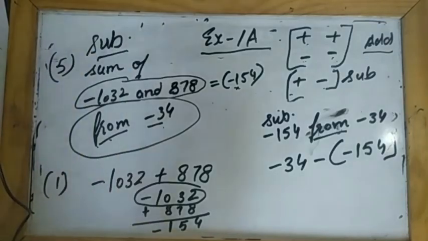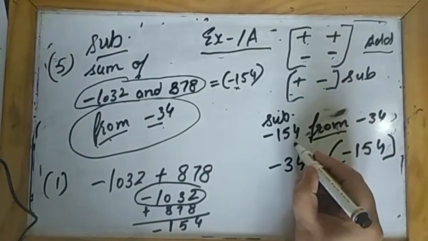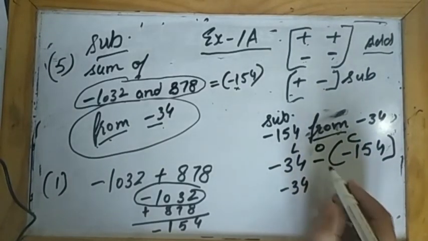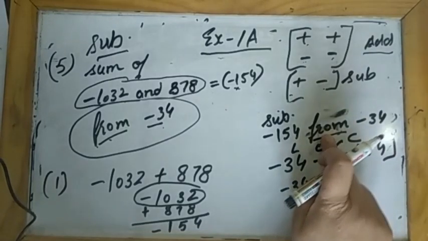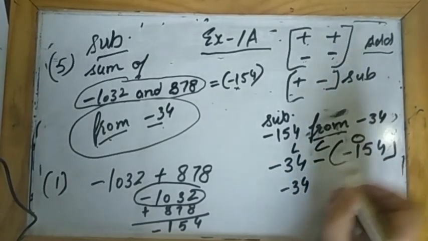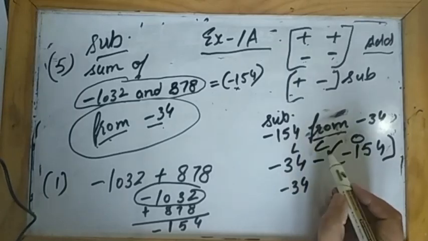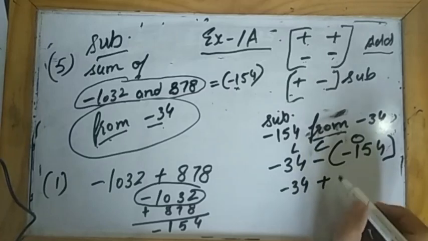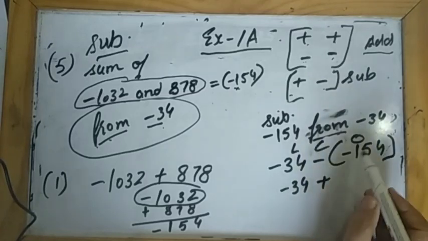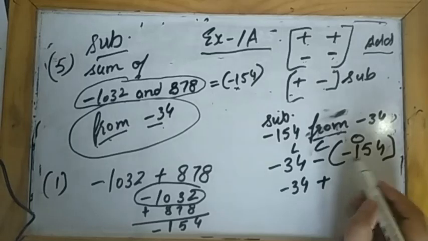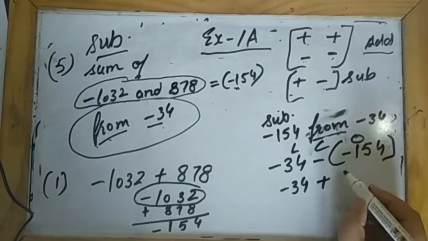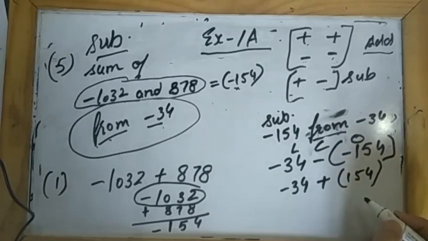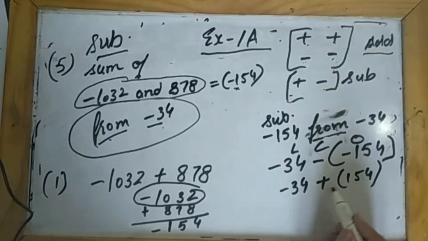So again, bring to your mind the rule of LCO: leave the first number as it is, change the sign of subtraction into the sign of addition, and write the opposite of the second integer. So this is a positive integer, so it will become a negative integer, and it will become a positive integer. Now I have to add.